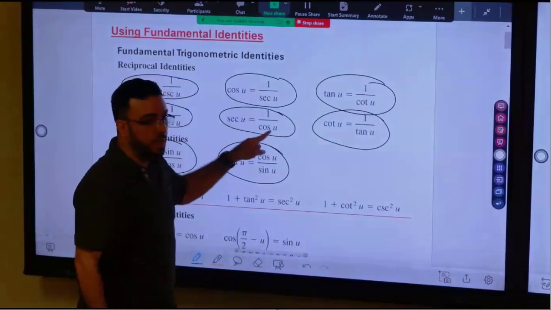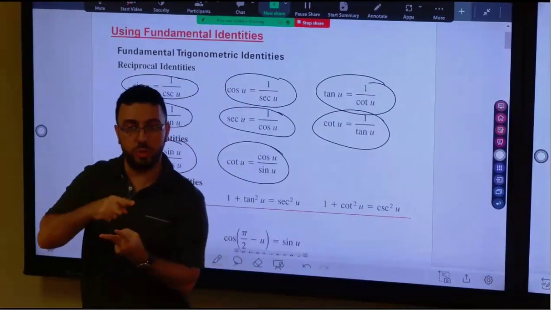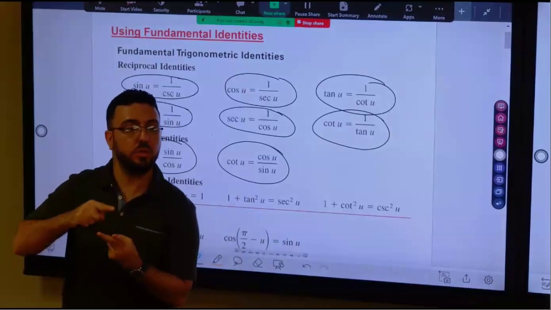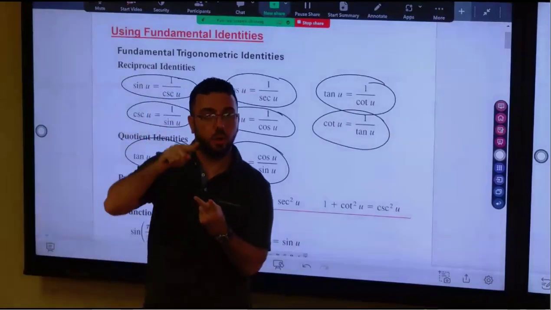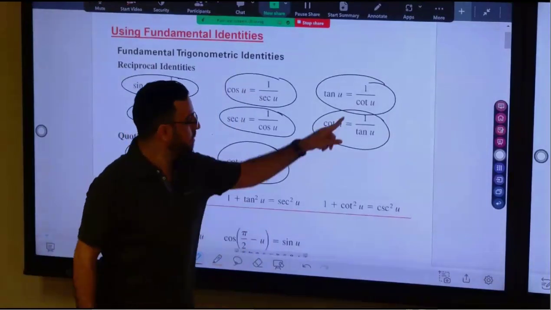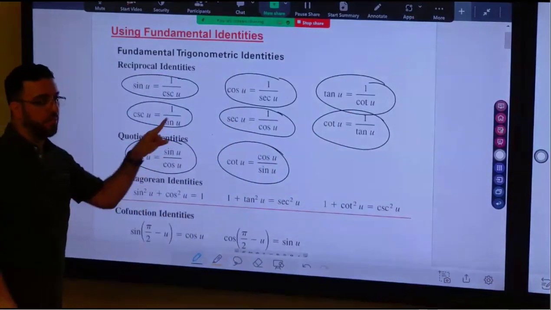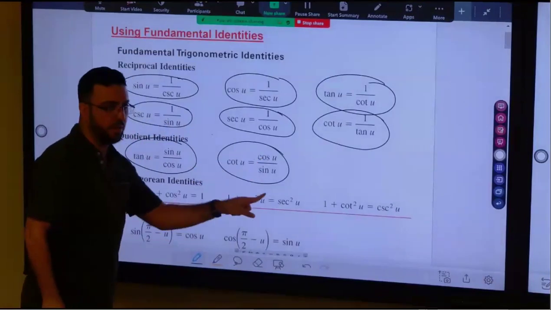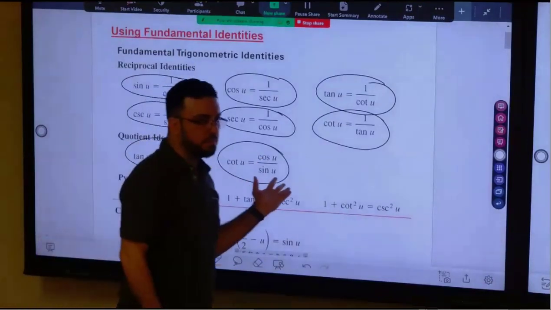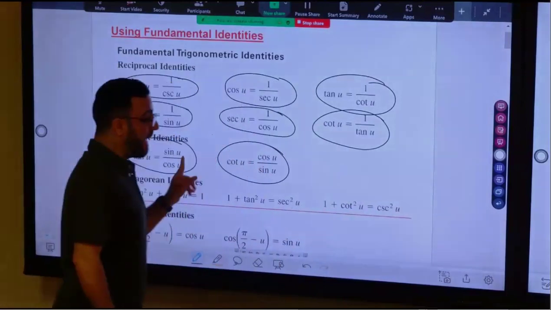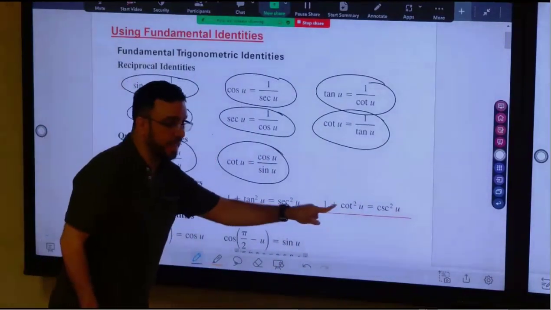That's the second one. I know the tangent goes with the cotangent. Tangent is going to be 1 over cotangent. Cotangent is going to be 1 over tangent. Tangent is sine over cosine. That's when cotangent is going to be cosine over sine. Is that how? These are golden identities.